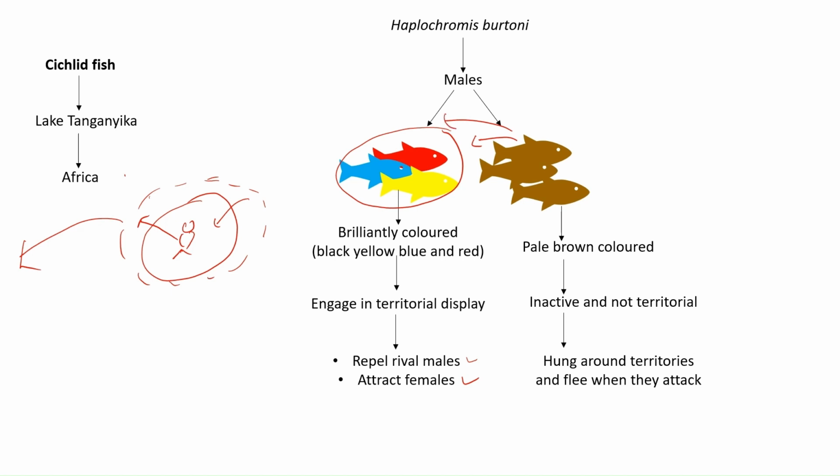Because the colored males don't allow these pale colored males to enter, whenever they attack them, they will flee away from that position. Hence, these pale brown colored males are known as satellites. Why? Because they revolve around the territory.